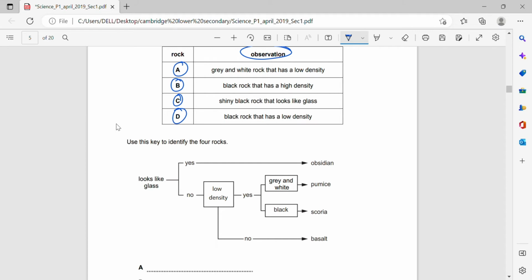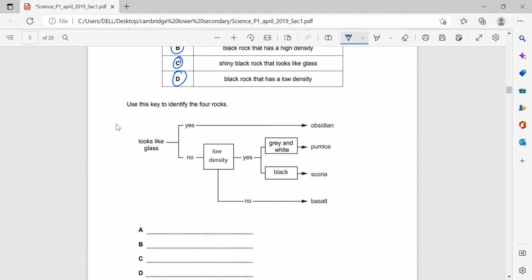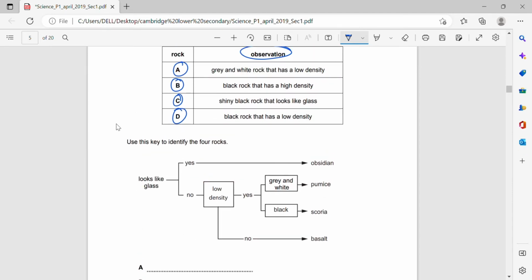طيب نروح لواحدة واحدة مع بعض. أول حاجة هنا عندي looks like glass. Okay, looks like glass. If yes, it's obsidian. نبص هنا للobservations. يبقى عندي it should look like glass. يبقى فين like glass؟ ها. هنا looks like glass. يبقى مين؟ يبقى الobsidian. يبقى which one is obsidian? Number C. يبقى كده خلصنا واحدة.